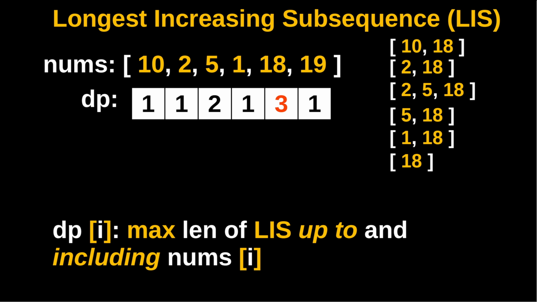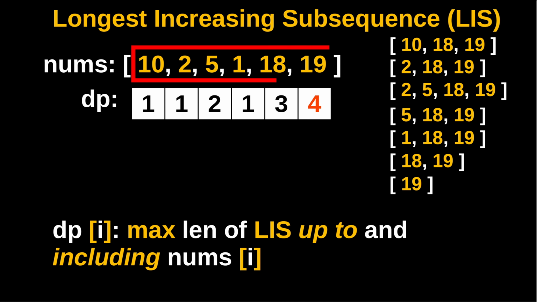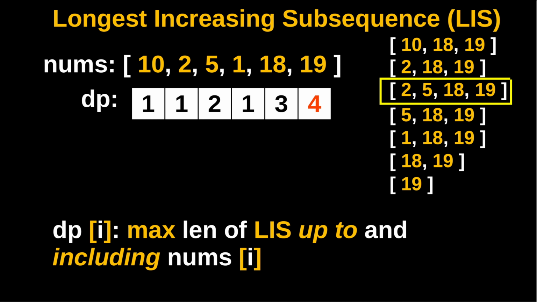Okay, we continue. This part of the array. Increasing subsequences that include 18 would be 10, 18; 2, 18; 2, 5, 18; 5, 18; 1, 18; and 18 by itself. And the longest increasing subsequence here is of length 3. Looking at this part of the array, here are all the increasing subsequences that include 19, and the longest one has a length of 4.